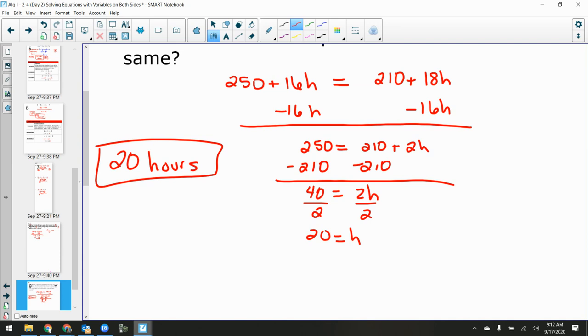So now we know everything there is to learn about solving equations. Okay, we've got variables on both sides. We've got what happens in special cases. Everything there is to know about solving equations.